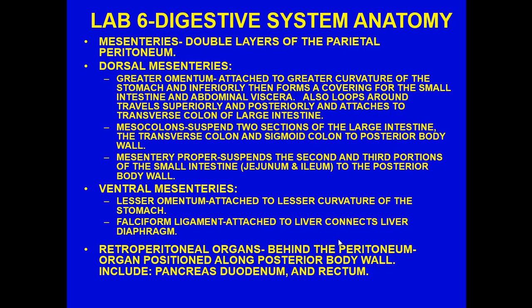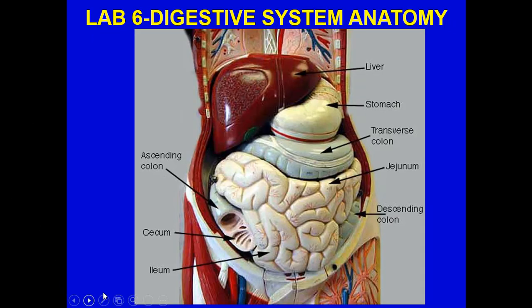Now, the ventral mesenteries consist of basically the lesser omentum and the falciform ligament. The lesser omentum is attached to the lesser curvature of the stomach, while the falciform ligament attaches to the liver and connects the liver to the diaphragm. As I mentioned before, there are some retroperitoneal organs. They're behind the peritoneum. These organs are positioned along the posterior wall. These include the pancreas, the duodenum, and the rectum.